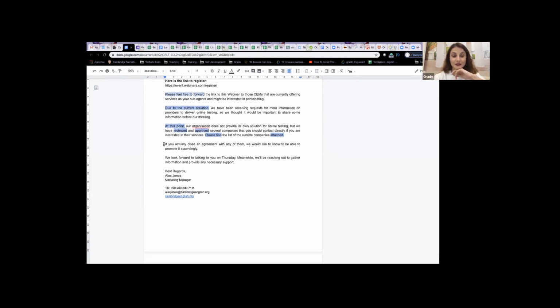Then we have almost the main part, but moving towards the end. If you actually close an agreement with any of them, we would like to know to be able to promote it accordingly. A good word, it's a conditional in this case. If you do something, we would like to do something, a mixed one. But we're interested in the word accordingly today. Accordingly, it means according to the procedure.